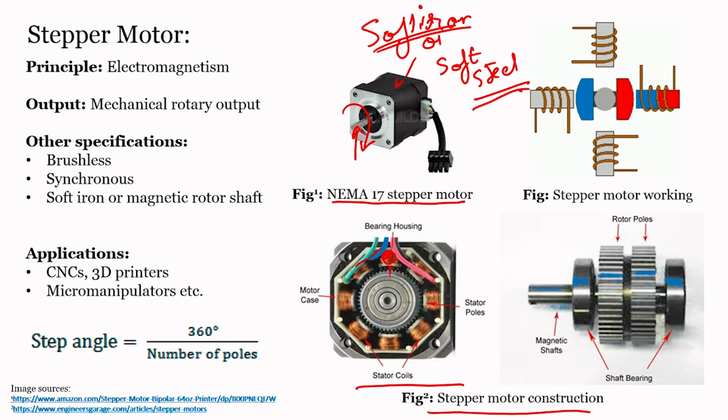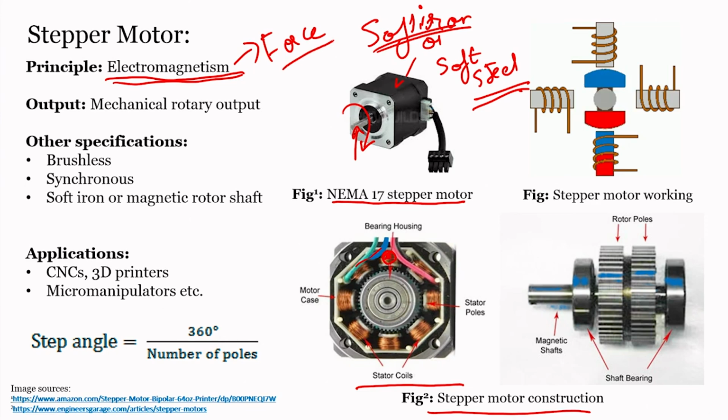Before that, I will say that the principle of a stepper motor works on electromagnetism, like most electric motors. Electromagnetism is nothing but when electricity passes through a current carrying conductor, a magnetic field is generated, and this magnetic field is able to create some force, which will be used to rotate the motor or for any purpose. So based on electromagnetism, the stepper motor will give a mechanical rotary output.